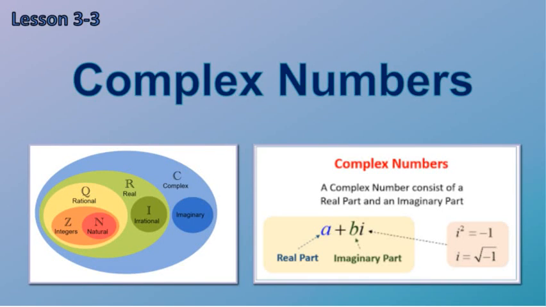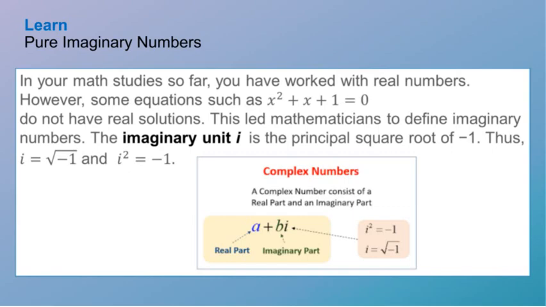Lesson 3-3, complex numbers. In your math studies so far, you have worked with real numbers. However, some equations such as x squared plus x plus 1 equaling 0 do not have real solutions. This led mathematicians to define imaginary numbers. The imaginary number, or the imaginary unit, i, is the principal square root of -1.